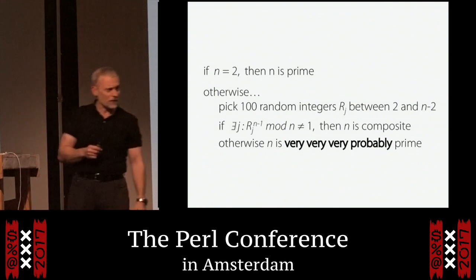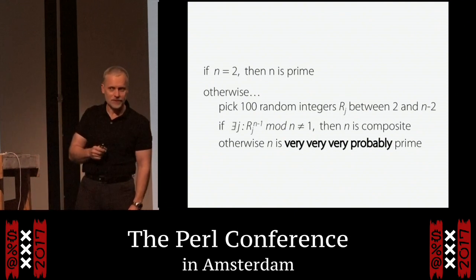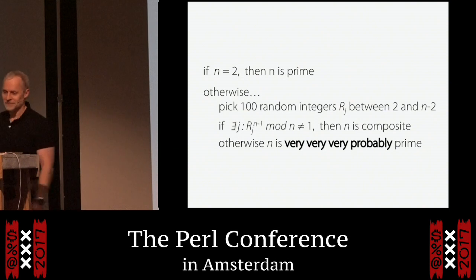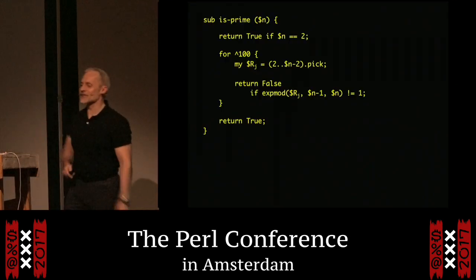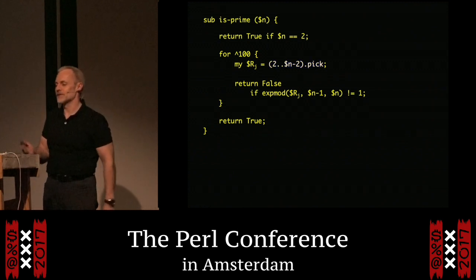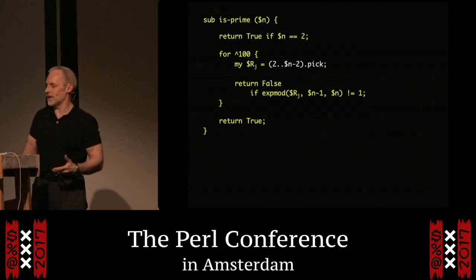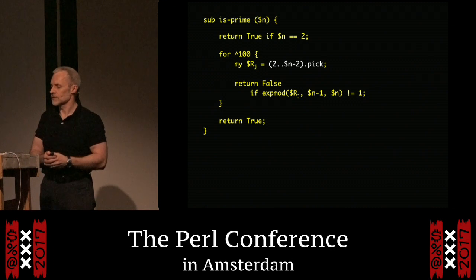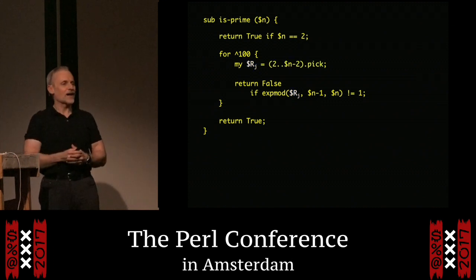And they said, very, very, very probably? Yeah. So here's that algorithm. And the only difference is you do it 100 times, you randomly pick a number, R sub j.